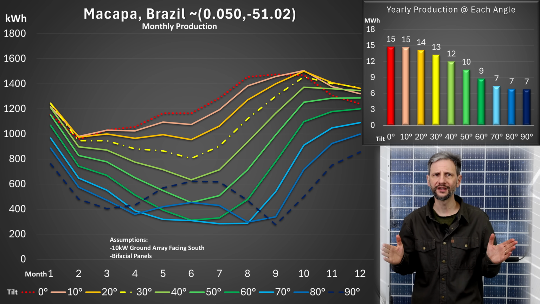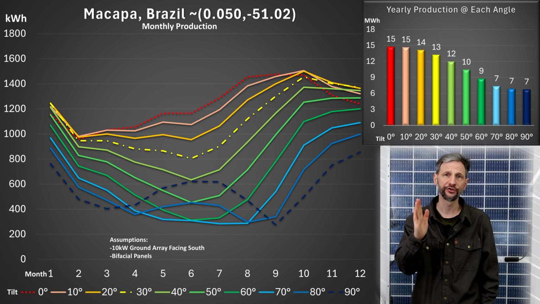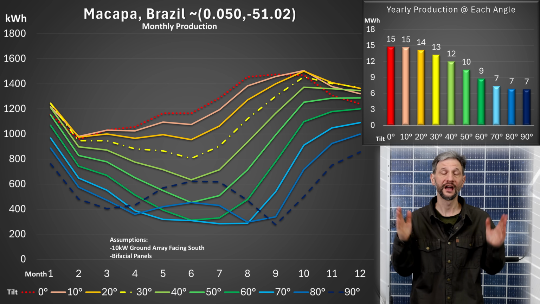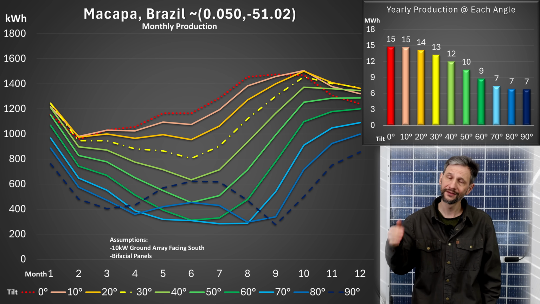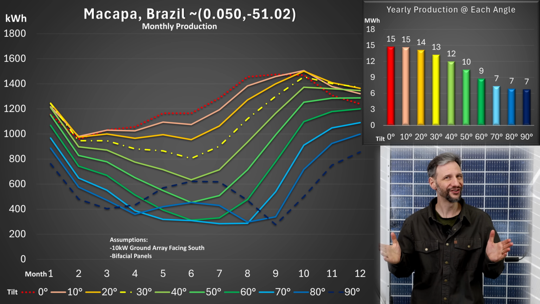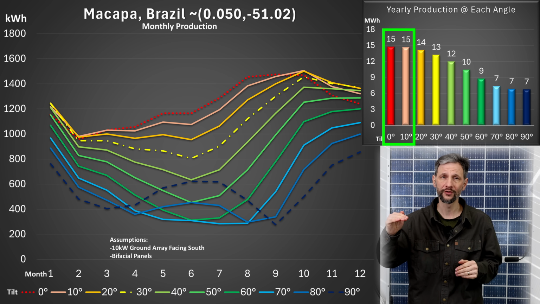Like me, you might be thinking a vertical array on the equator should perform better facing east-west instead of north-south. I did run those numbers, and it is much better, coming in at 11.5 megawatt hours. But that still far underperforms the horizontal panels.